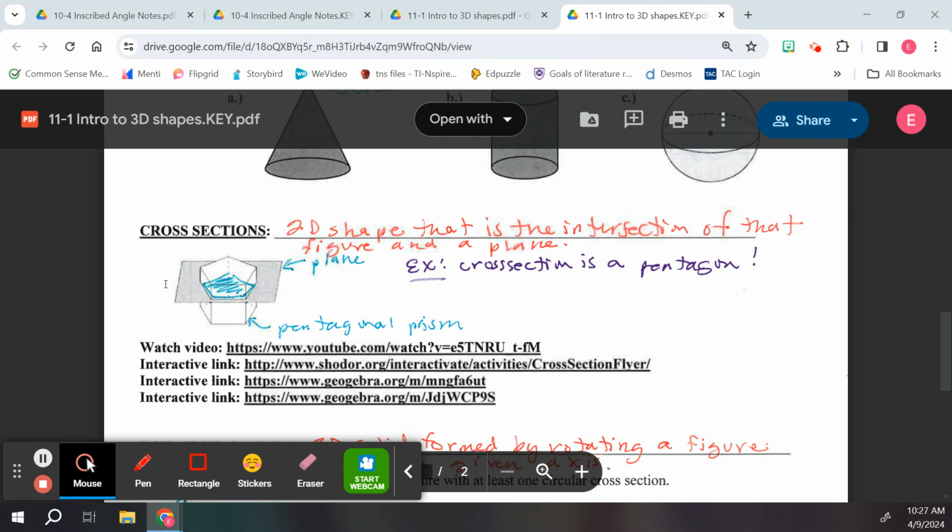If I cut it this way, what else am I getting? What's the shape? It's a rectangle again. Okay? If I cut an orange and I looked at it, what would it be? A circle. That's what a cross section is. It's just basically how you cut it determines the shape that you're going to get after. Okay.